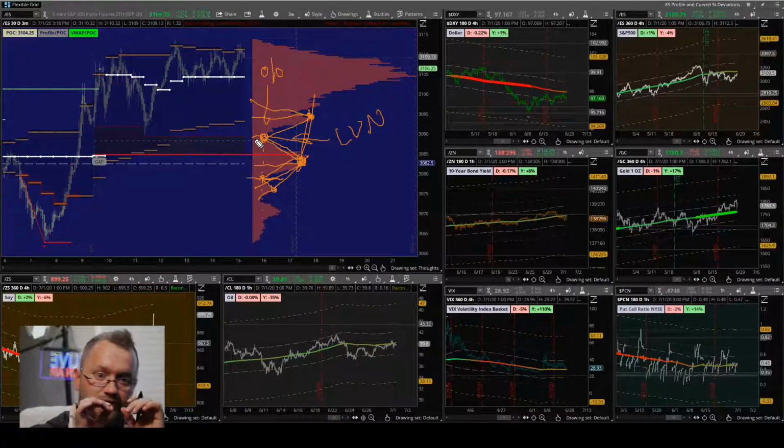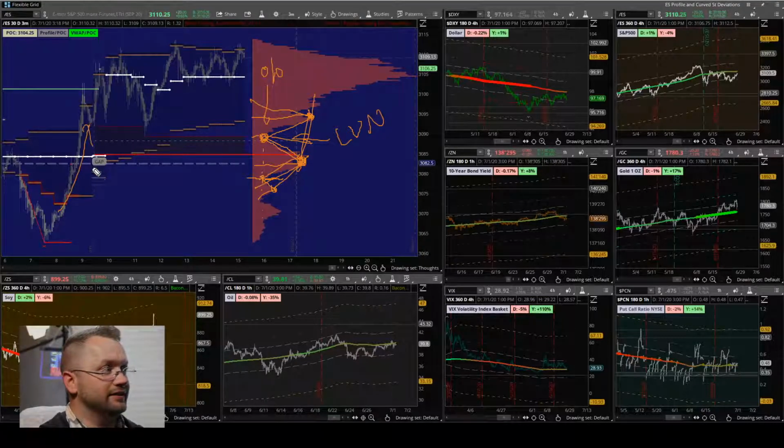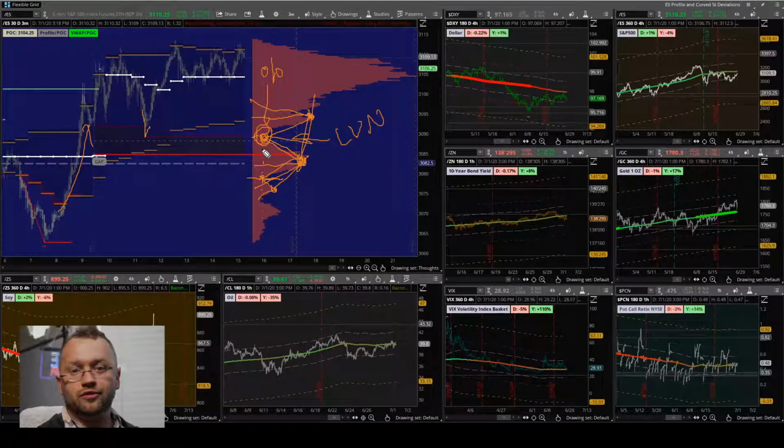That area right there had demand because it didn't get a chance to sit around at all. And you could see it didn't. It came back right there to the low volume node. I liked that.